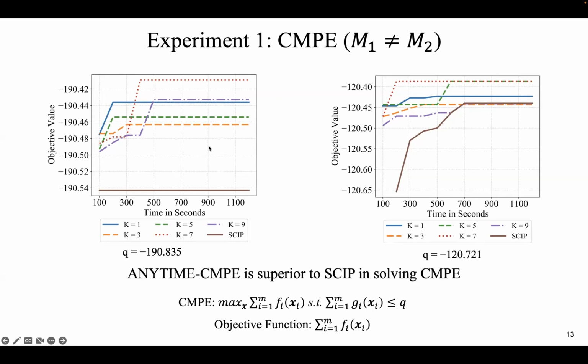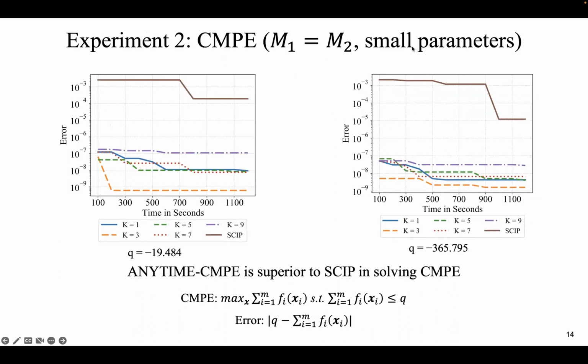And here are the various lower bounding techniques where I'm changing the value of k, right? So I'm changing from k equals 1 to k equals 9, and you can see the results on the slide. SCIP is this particular line, and as you can see, the objective value, so SCIP is an anytime algorithm, and the objective value that is reached by SCIP is much smaller as compared to the new CMPE algorithms that we have discovered in our investigation.